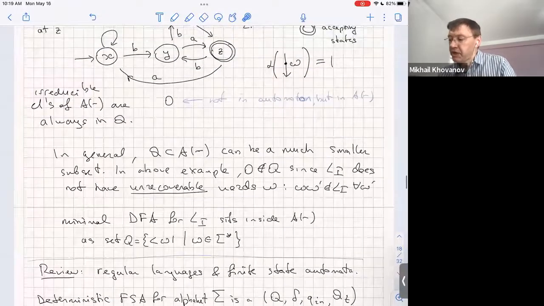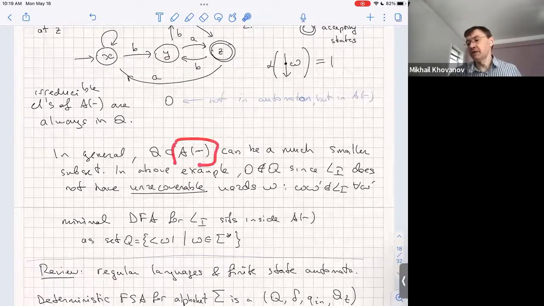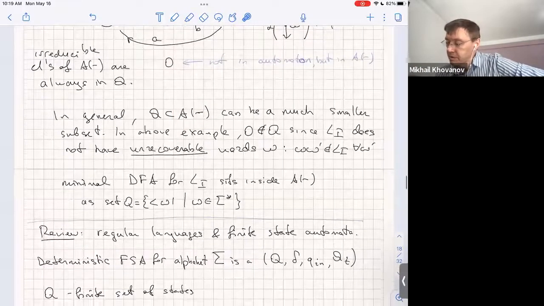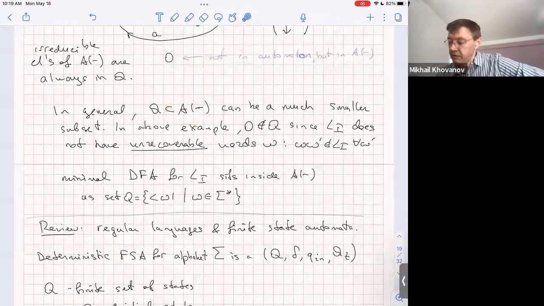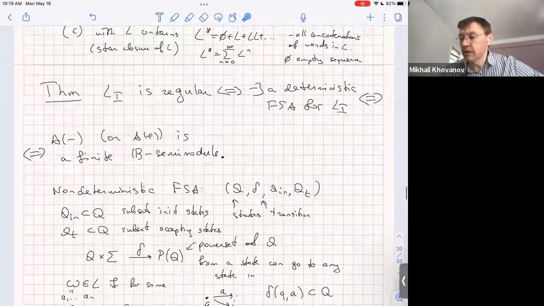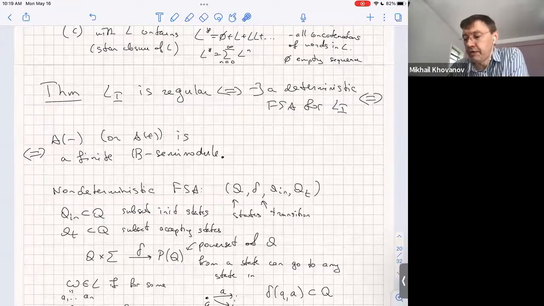Now, what's the relation to A minus? Because we start with a circular language, but A minus doesn't know anything about circular language, because you need at least two endpoints when you cut a circle into pieces. So A minus only knows the language for the intervals. It's easy to show that an interval language is regular if and only if the state space A minus is a finite semi-module over B, because the semi-ring B is finite. Finite semi-module is the same as finitely generated semi-module.